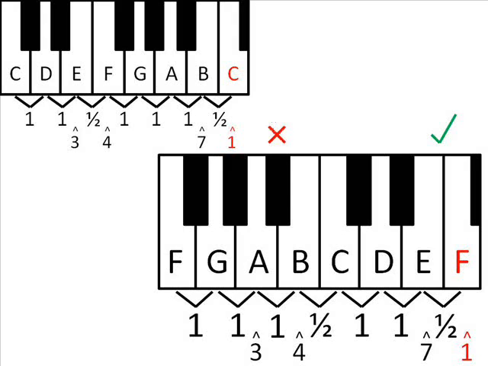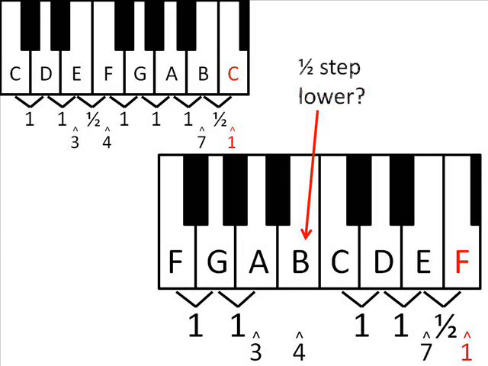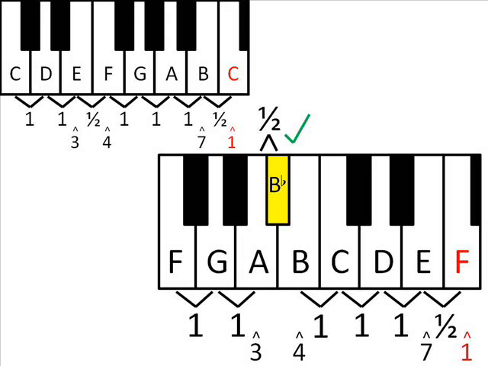However, this time we can't solve the problem by just raising a note. We're actually going to have to lower the 4th scale degree, because we also need a whole step between scale step 4 and 5. Think back to the beginning of the lesson. How do we lower a note? Correct, we're going to need to make a flat note. So B will become B flat, causing a half step between 3 and 4, and causing a whole step between 4 and 5.